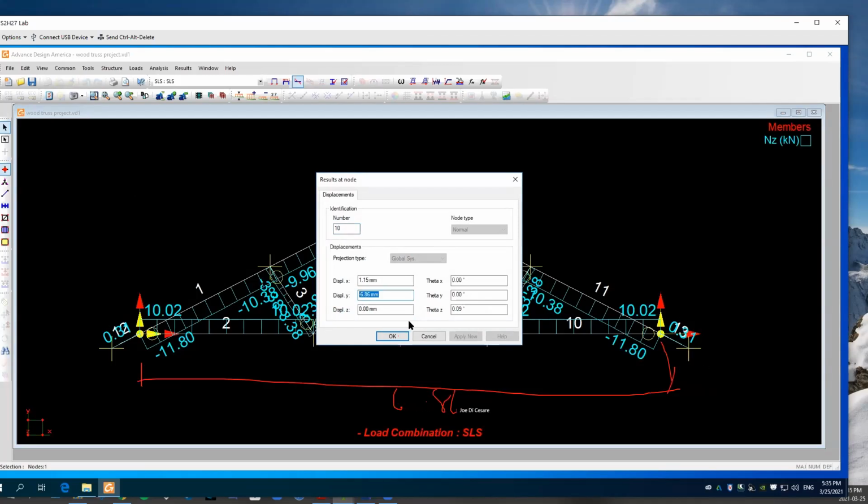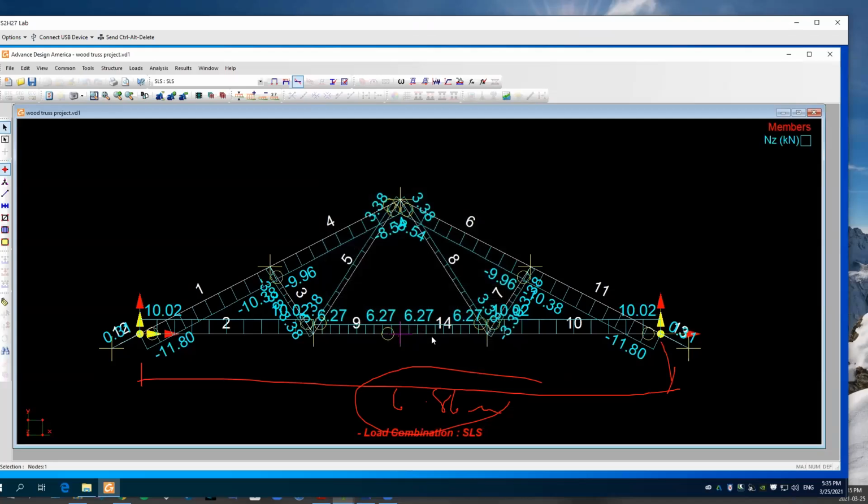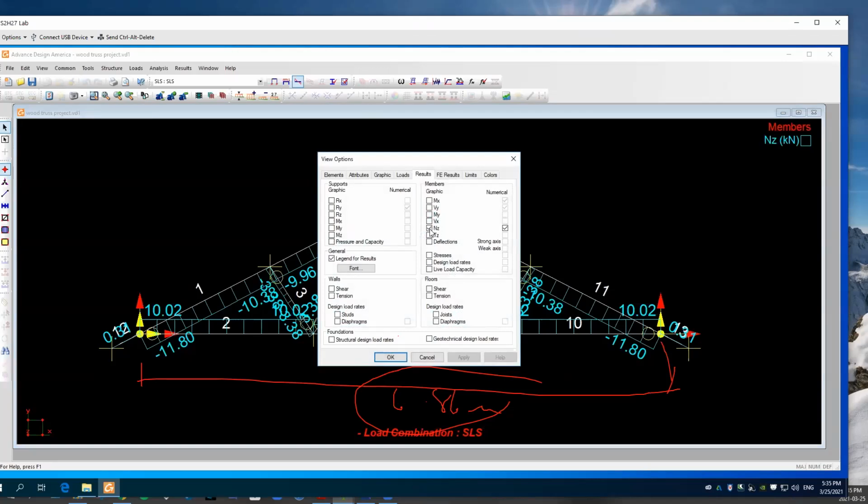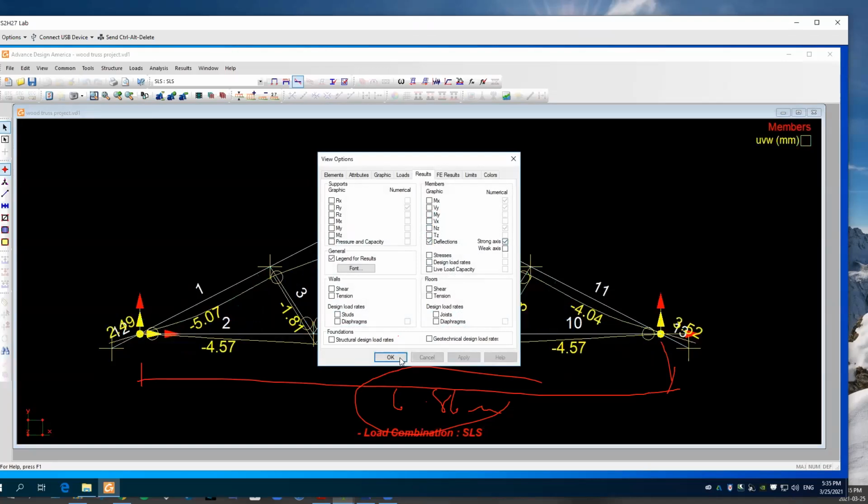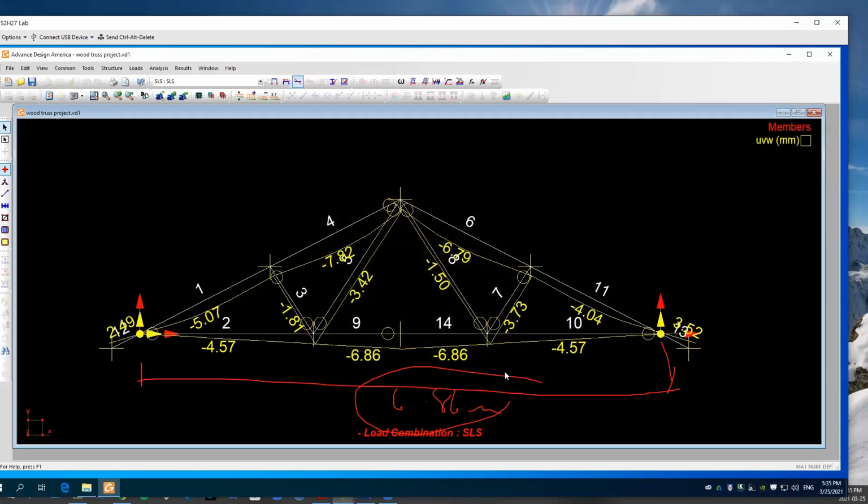6.86 millimeters would be your deflection over that span. So if you take this as peanuts, close that, press OK, cancel. Go look at the results, deflection of the strong axis, apply. There you go. Exactly the same thing. So that's how I would check it.